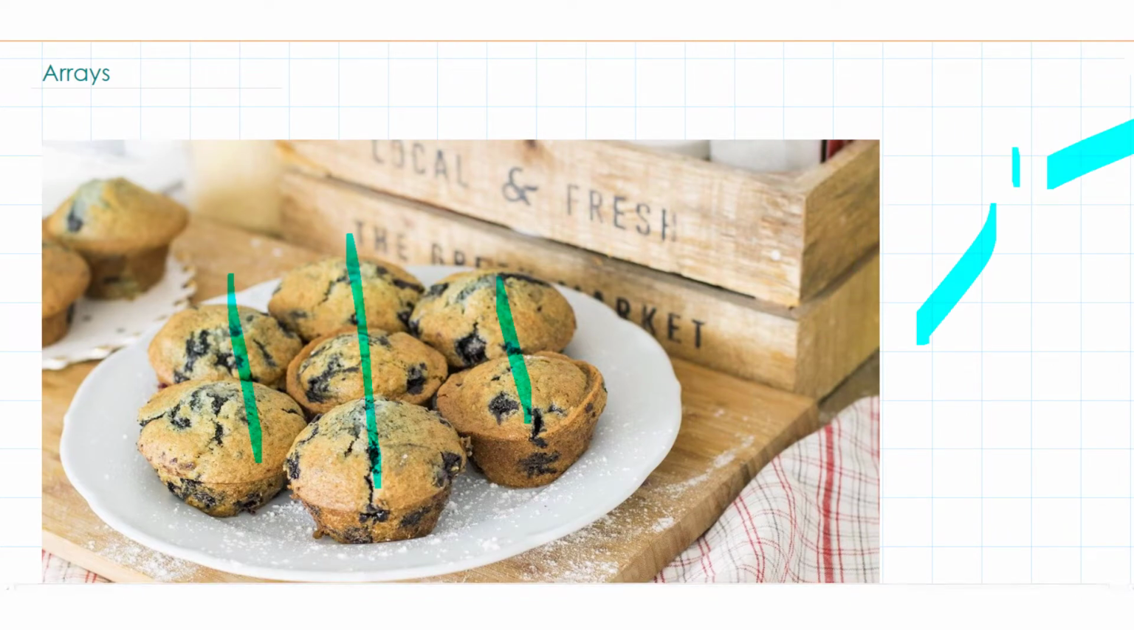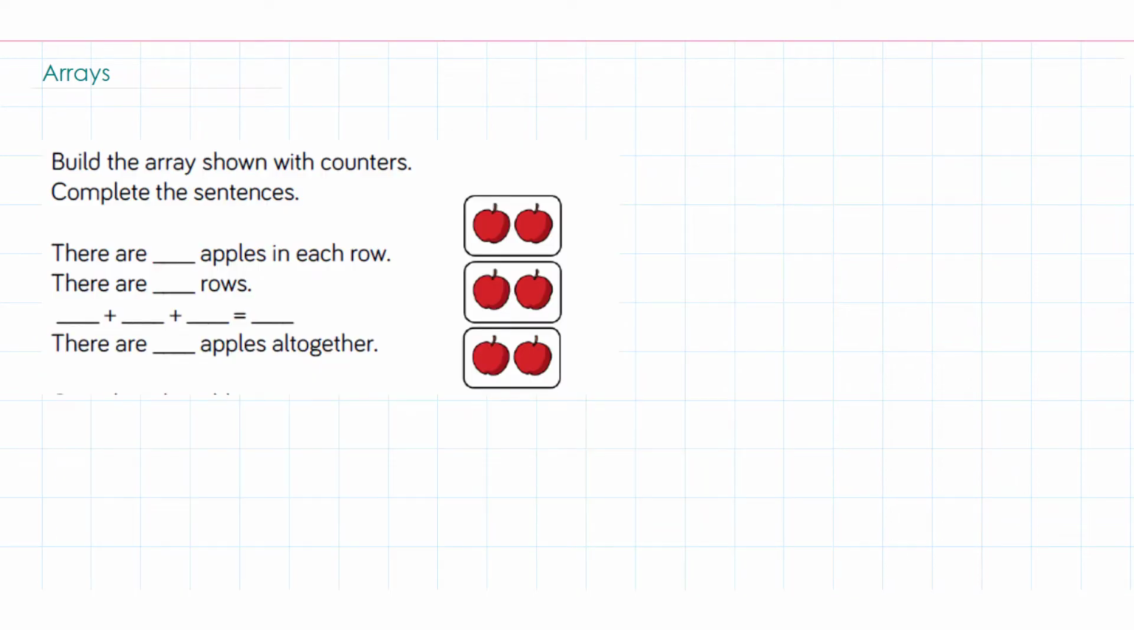Thank you. Okay, right, now it's over to you to work through some questions in your own time. The first one here, it says build the array shown with counters. You might or might not have counters at home, but there might be other things you can use to show the array, like Lego pieces or raisins or bits of pasta, or you might just draw pictures, and then we have to complete the sentences.